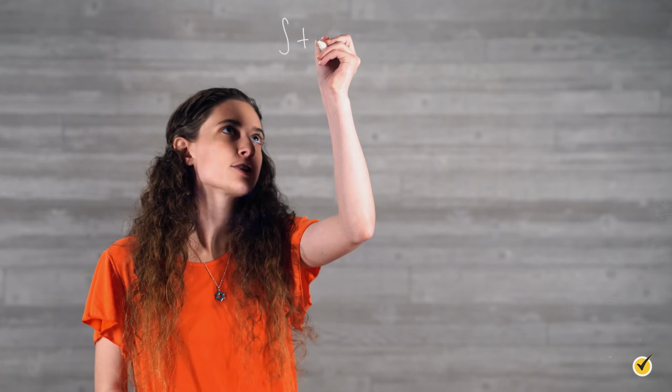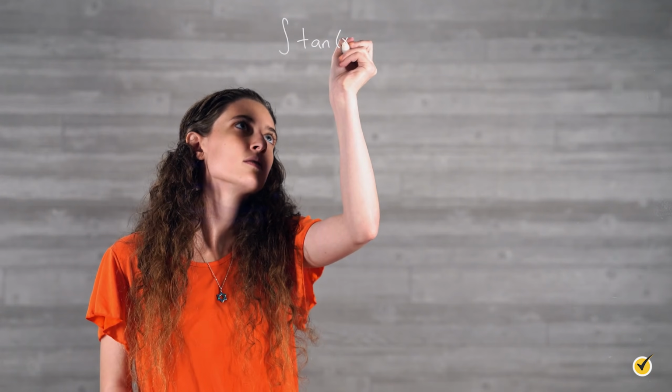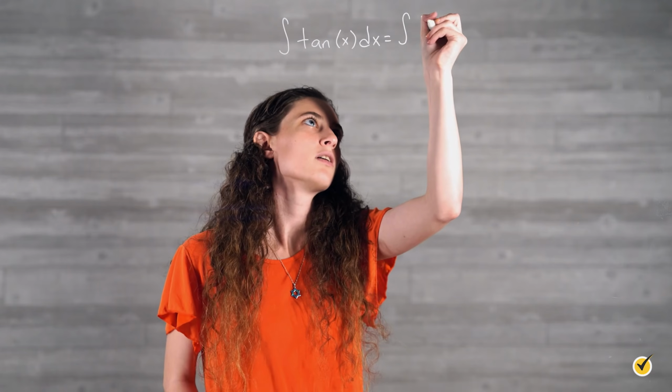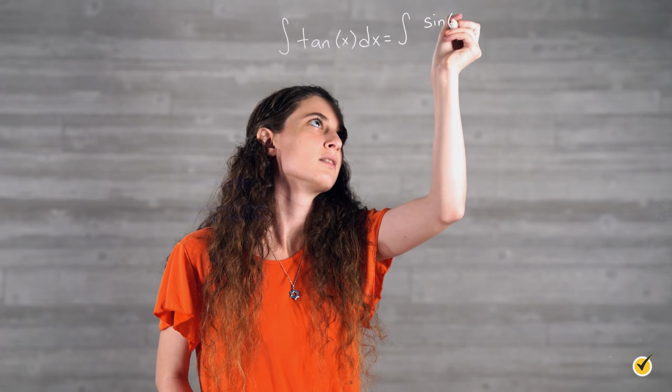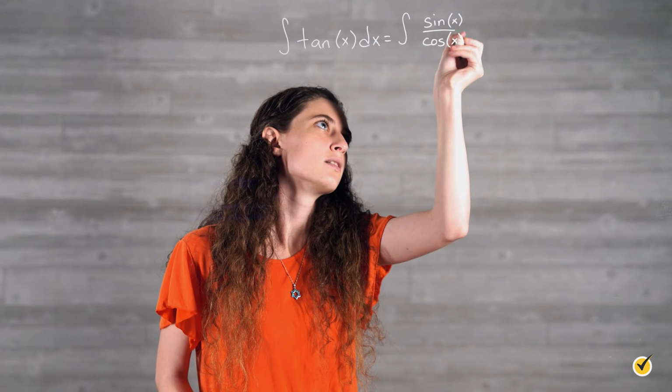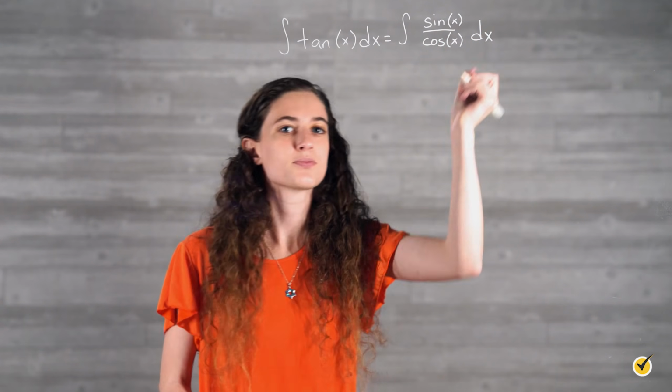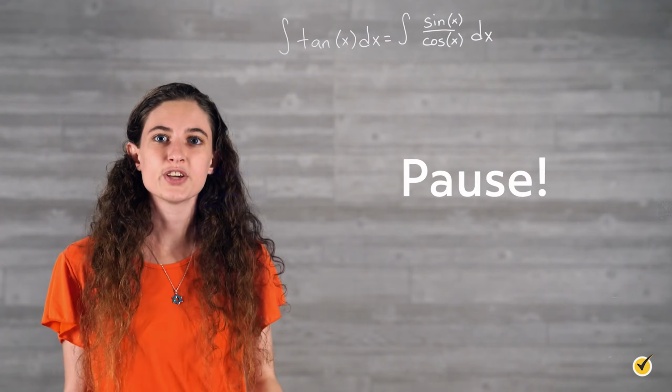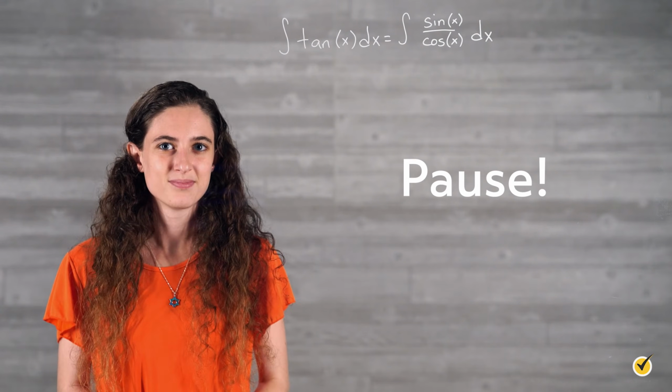Here's one for you to try. Using substitution, find a formula for the antiderivative of the tangent function. So the integral of tangent of x dx is equal to the integral of sine x over cosine x dx. Pause the video and try this one for yourself.